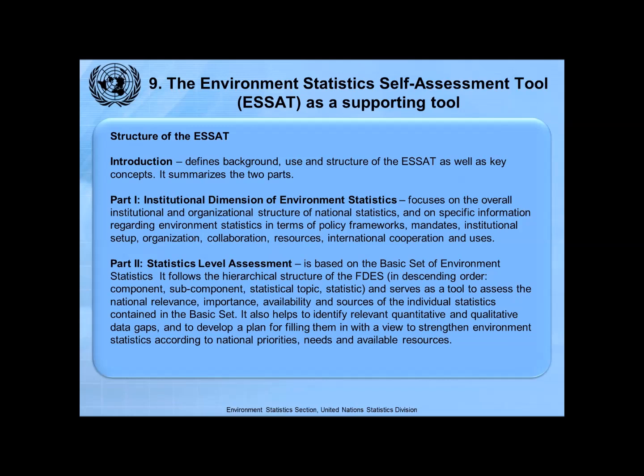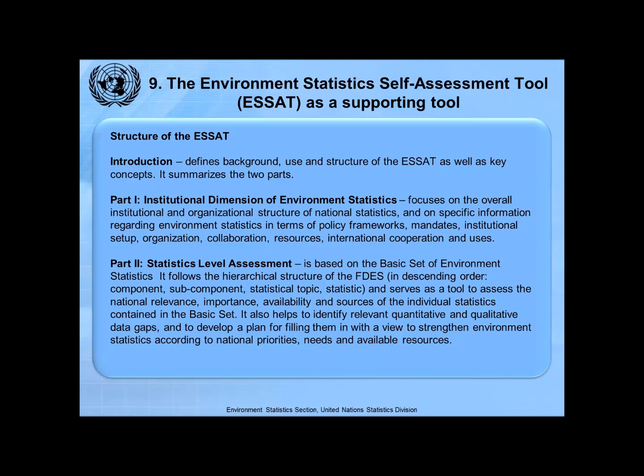So the first one looks at more questions on the structure of the statistical system on environment statistics, its mandates, the setup, the organization, collaboration with other partners, the resources, etc. And part 2 goes into the basic set of environment statistics and serves as a tool to assess for each statistic the national relevance, the importance, the availability, and the data sources of the statistics themselves. And it also helps to identify quantitative and qualitative data gaps and to develop a plan to fill them over the long term.